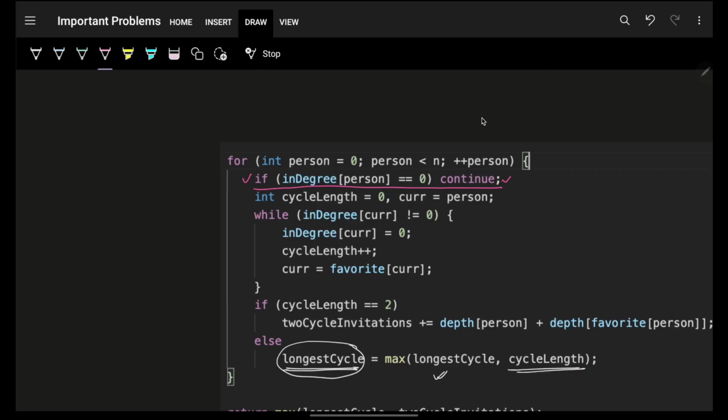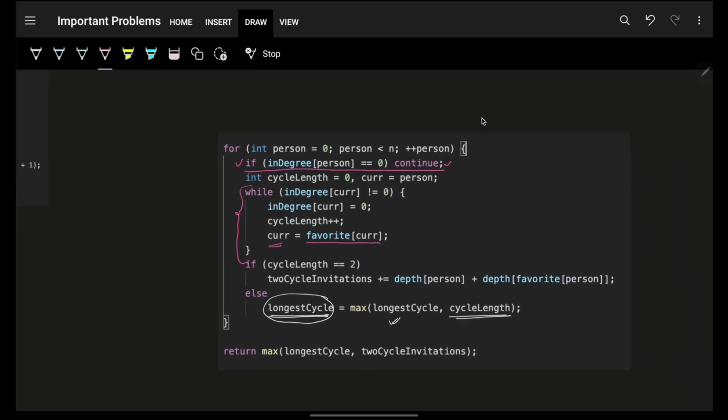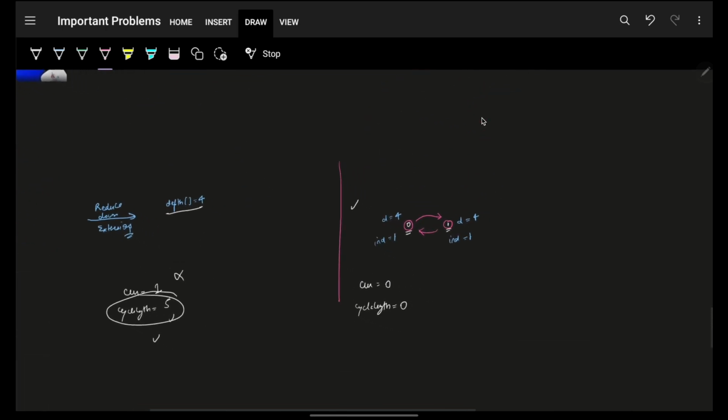And this will also help me, because while I am reducing the current cycle by taking the corresponding node, increasing the cycle length, and assigning the current node to its neighbor, I'm also putting the in degree as 0. What does this in degree here represent? Okay, it is visited. That is the reason I'm reusing in degree, just so as to mark things as visited or not.